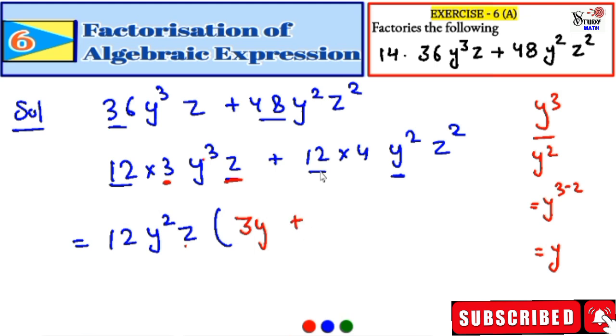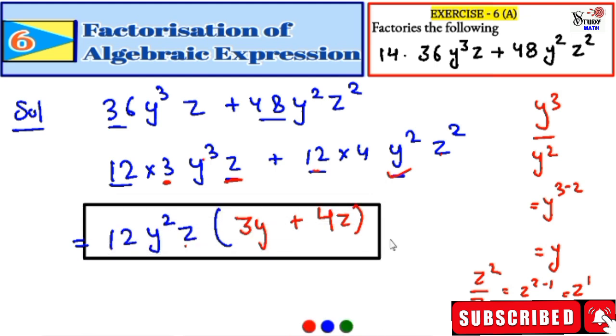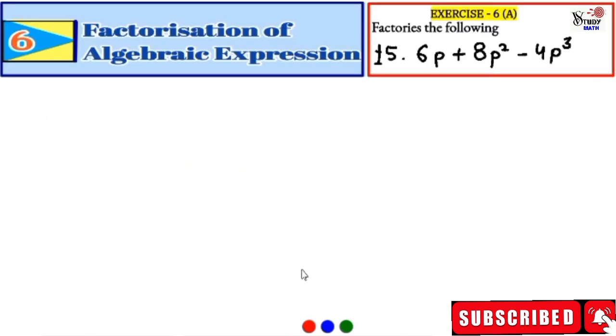Now from this 12 is taken out common, but 4 is not taken out common. y square is taken out as common. From z square we take z as common, so we have z square minus 1, and z to the power 1. So we have z here, and this is the final answer of this problem, my dear students. This is the answer of this problem. Now move to the next problem, problem number 15.